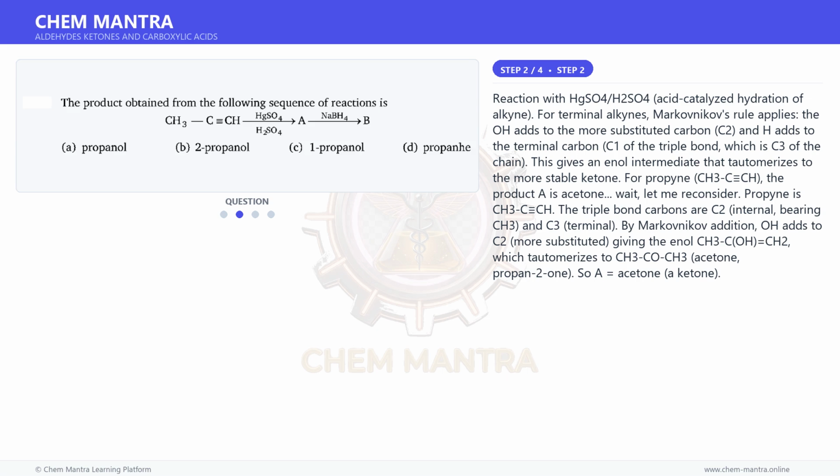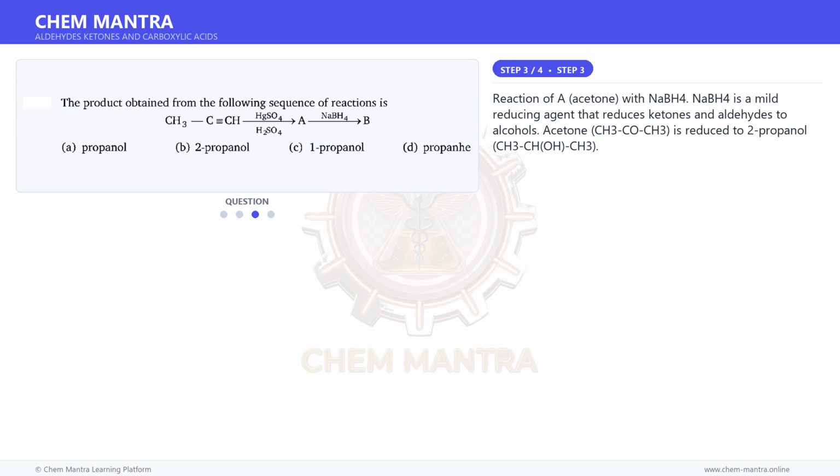For propyne, CH3CCH, the product A is acetone. Wait, let me reconsider. Propyne is CH3CCH. The triple bond carbons are C2, internal, bearing CH3, and C3, terminal. By Markovnikov addition, O adds to C2, more substituted, giving the enol CH3C(OH)=CH2, which tautomerizes to CH3COCH3, acetone, propanone. So A is acetone, a ketone.